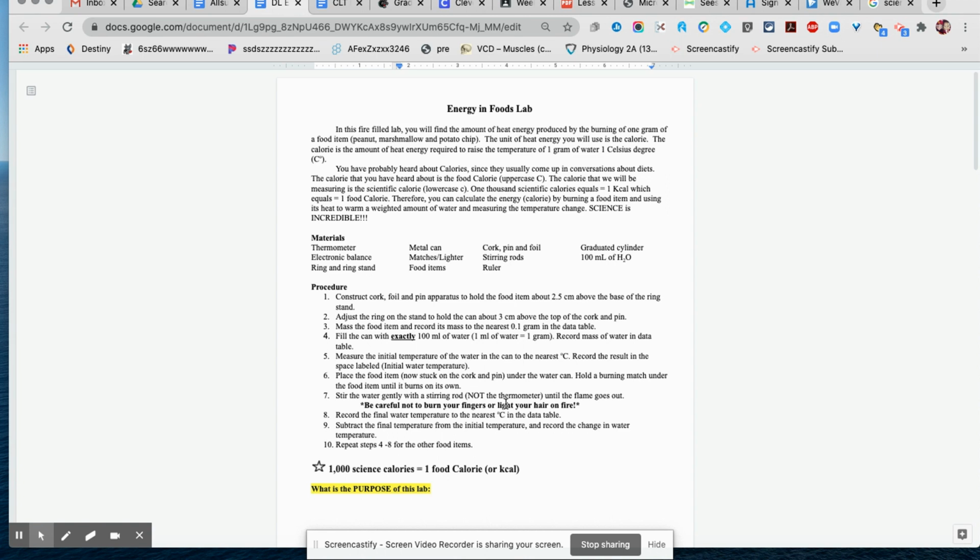You'll repeat the same procedure for the 3 different food items. So you'll be recording a starting temp and a final temp for each food item, and a starting mass and a final mass for each food item before and after the burning process. Again, just a reminder that there are 1,000 of those science calories for every 1 food calorie, also known as a kcal.